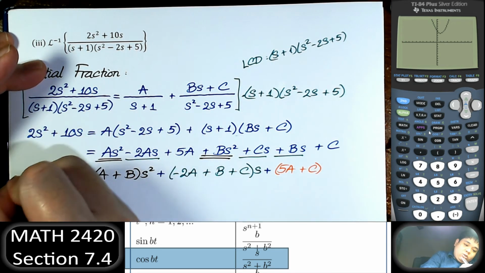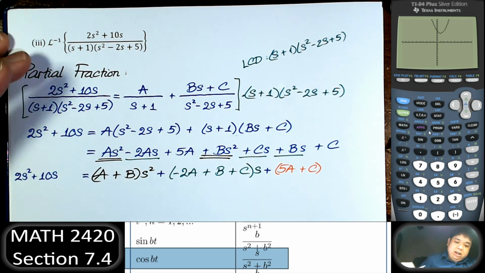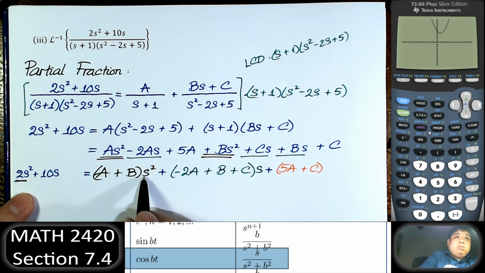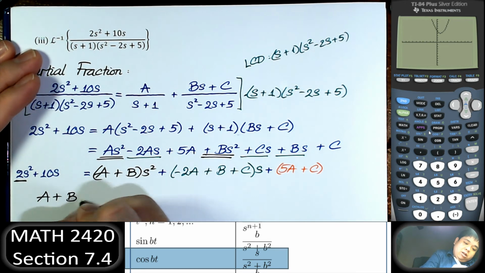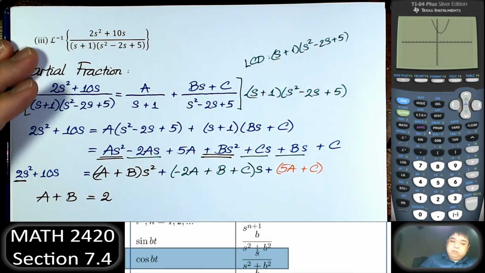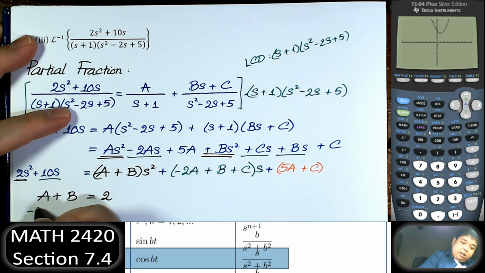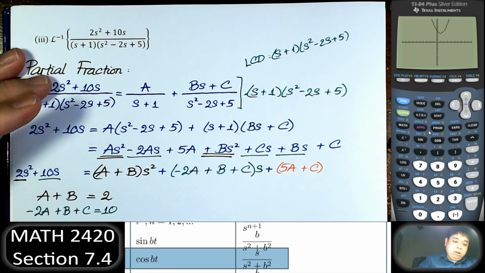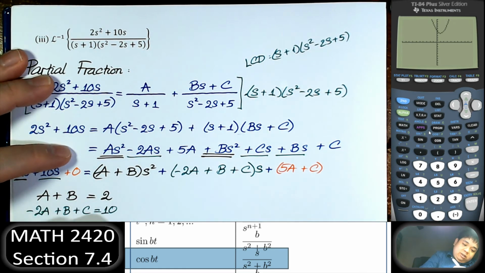And we have 2s squared plus 10s on the left hand side. Now we match the s squared terms with the s squared terms. Both of them have s squared, so the coefficient must be the same. A plus B must be equal to 2. And then the 10s matching with that, negative 2A plus B plus C equal to 10. And then there's no constant, so we just match with 0.